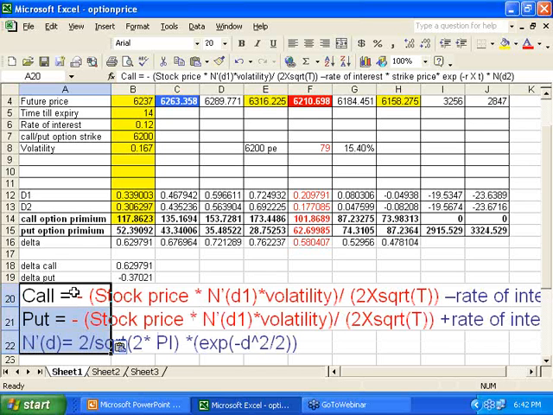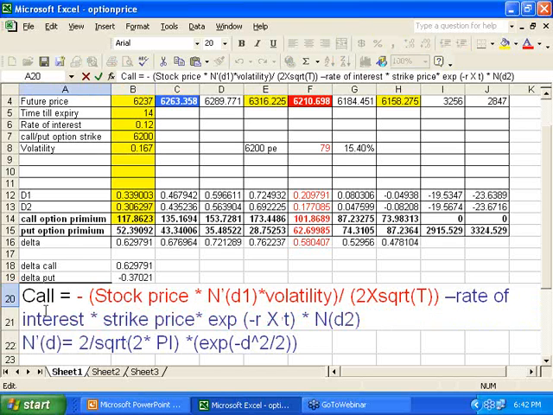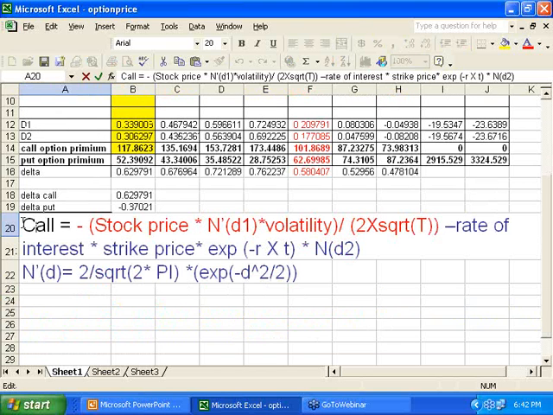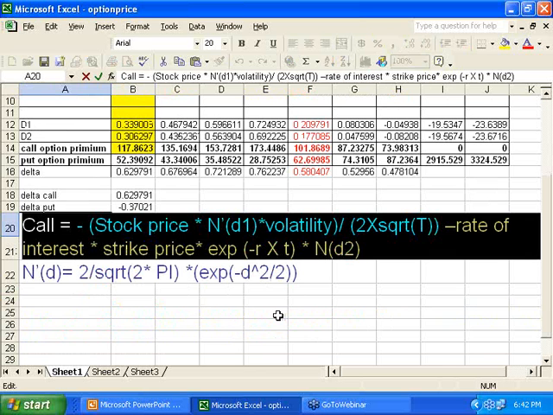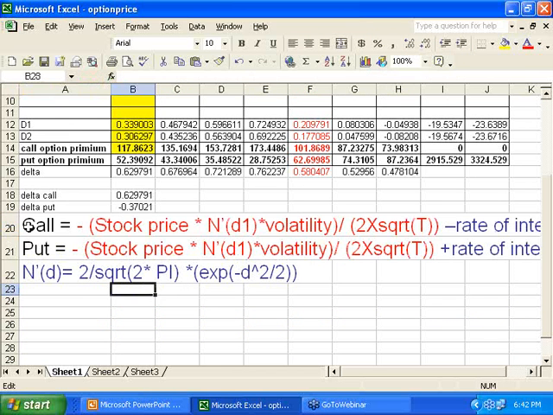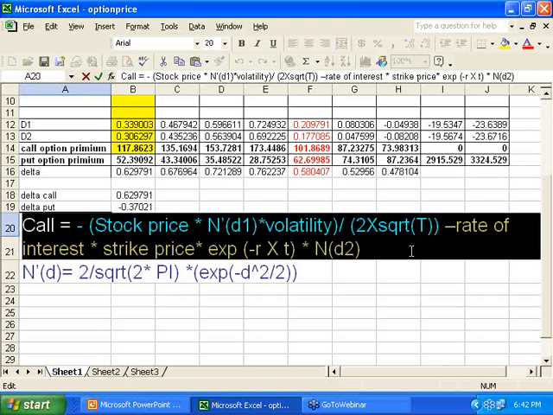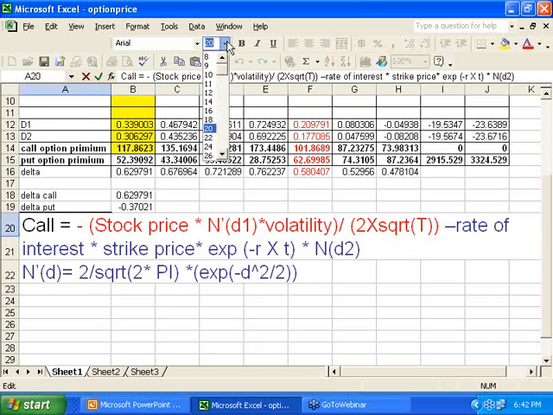So the call option and put option, so here the call option and put option theta we have to find out.